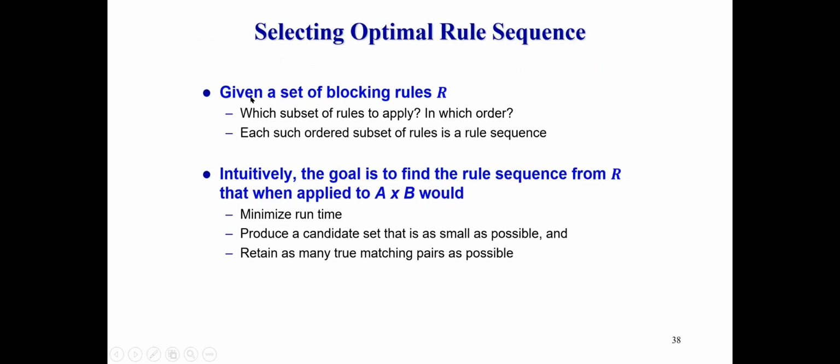So in the next step, given a set of blocking rules, we want to find a subset of rules that we can apply, and in a particular order, because a different order will run in different time. So intuitively, the goal is to find a rule sequence that, when applied, will minimize runtime, will produce a candidate set that is as small as possible, and will retain as many true matching pairs as possible. There's a solution for this using results from data streams. I will not go into detail. Again, the detail would be in a paper.